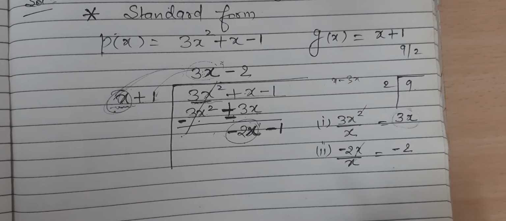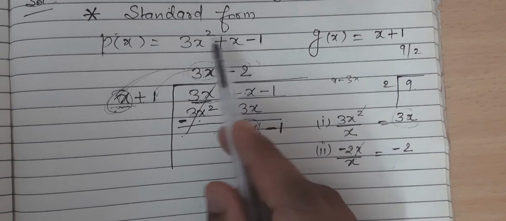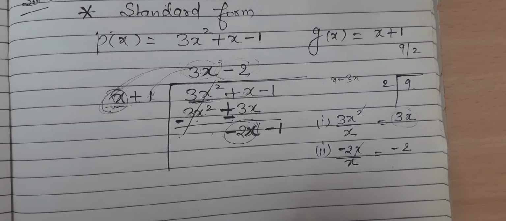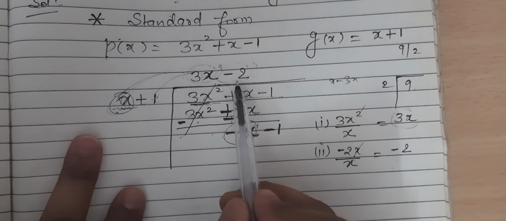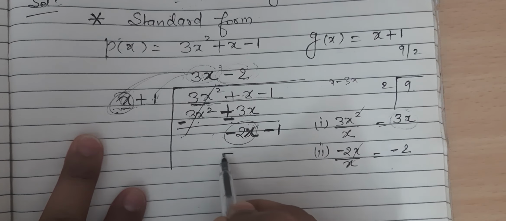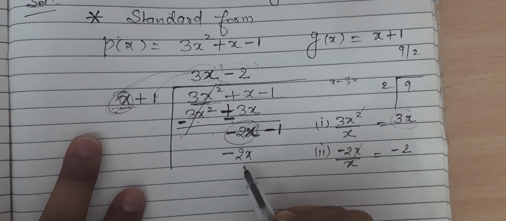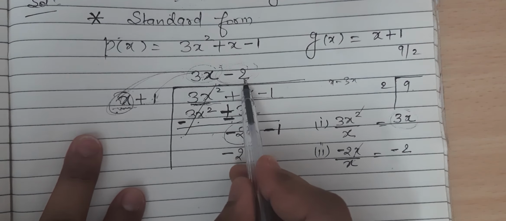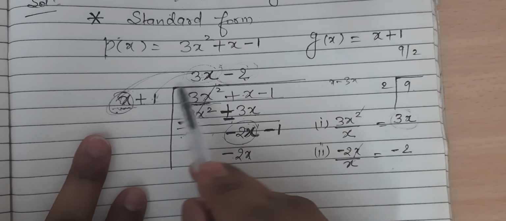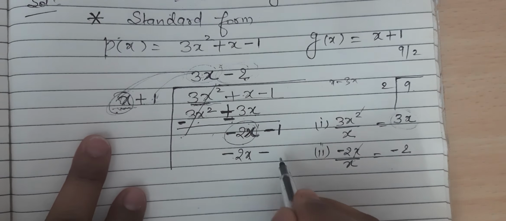Now this is minus 2, so this minus 2 multiplied by x and minus 2 multiplied by this one. Along with the sign we will multiply. So when you multiply minus 2 and x, you will get minus 2x. Every time you will get the same digit here. So minus 2 multiplied by x is minus 2x. This plus, minus 2 multiplied by 1 is minus 2.